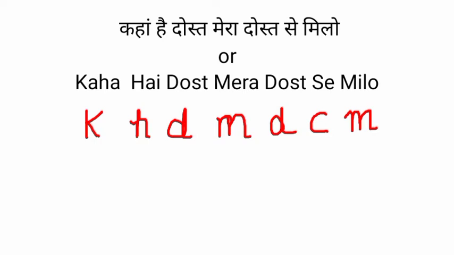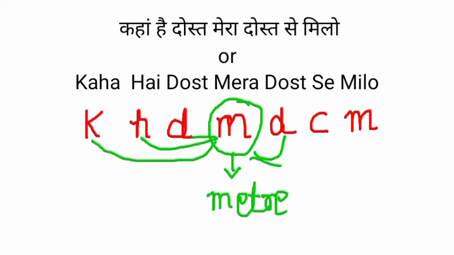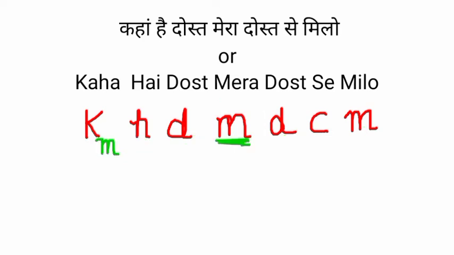Now if the middle unit is meter, that means it is for length. Then you will adjoin this meter to the remaining units. It will become km, kilometer. Next hm, hectometer. Next dam, decameter. Middle one is meter. Next dm, decimeter. Then cm, centimeter. Last one is mm, millimeter.